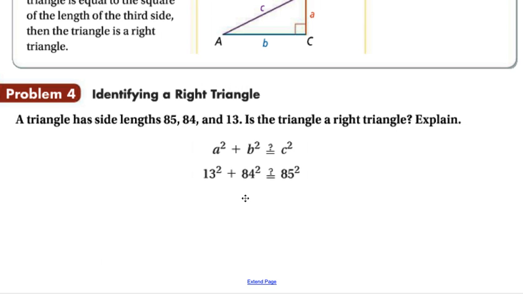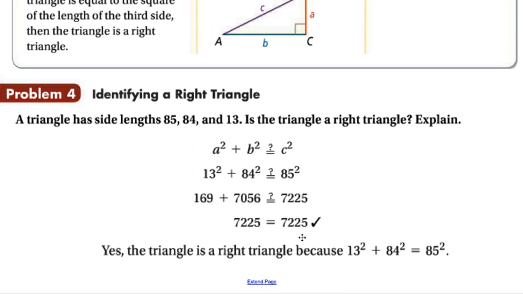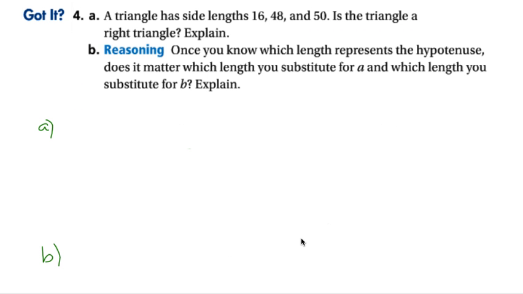So substituting in our values, 13 squared plus 84 squared equals 85 squared. And then simplifying by multiplying those out, do we get a true statement? If we do, then yes, it is indeed a right triangle. Here's one for you to try. Go ahead and pause the video, and we'll work on solutions when you come back.